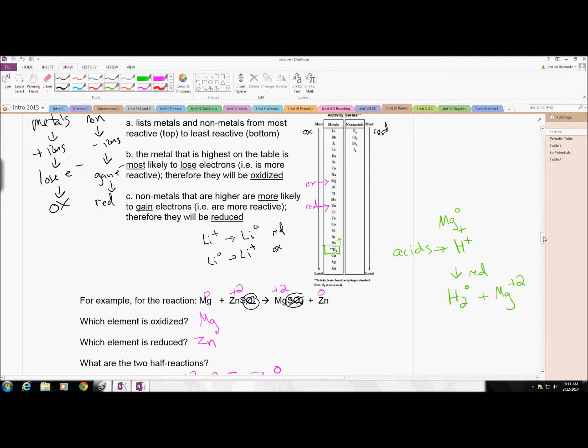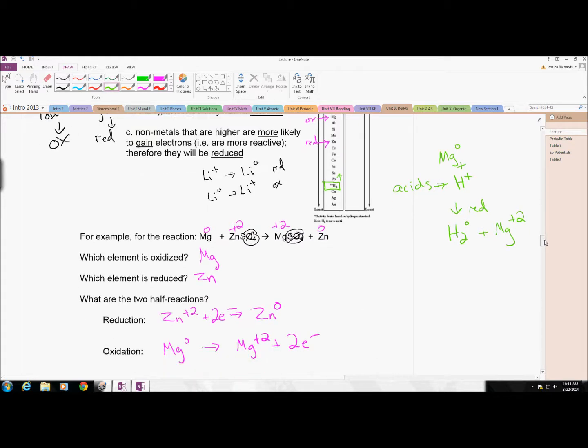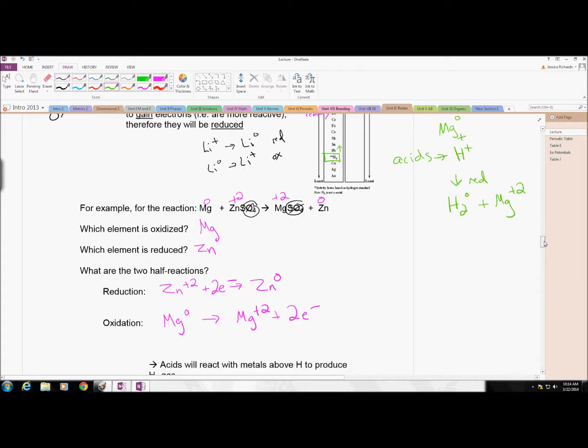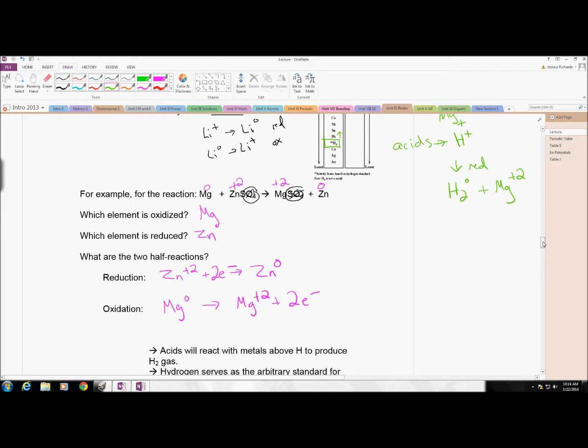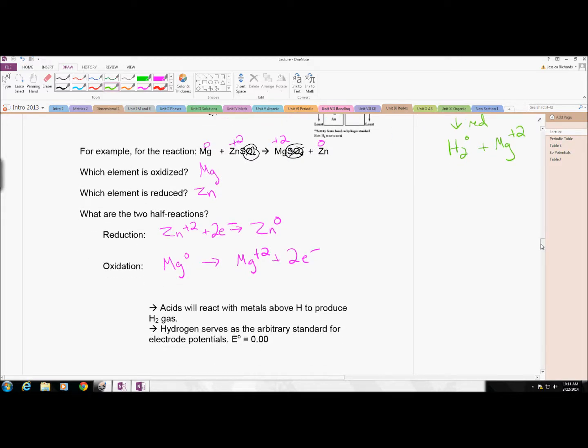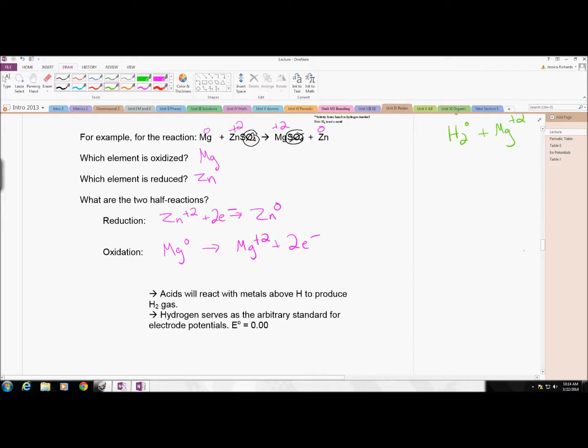It's higher. It's one of the ways, if you know you want hydrogen gas, you can produce it by throwing it into an acid. It's a way to test if something is an acid. You can put one of the reactive metals in it and see if you get hydrogen gas out. Hydrogen's on that table because it's our arbitrary standard. If you remember from lab with redox, we talked about these EO values. Hydrogen gives us an EO value of 0. Everything else is based on whether they are more or less reactive than hydrogen.